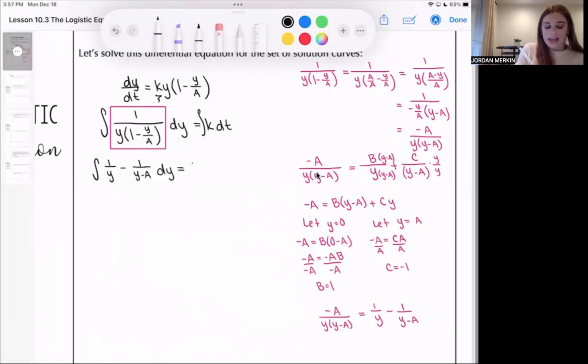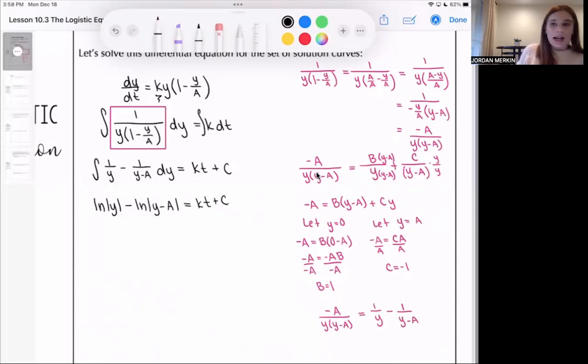is equal to, and the integral of K is just K times T. Don't forget your plus C. The integral of 1 over Y is just the natural log of the absolute value of Y, minus the natural log of the absolute value of Y minus A, which equals KT plus C.